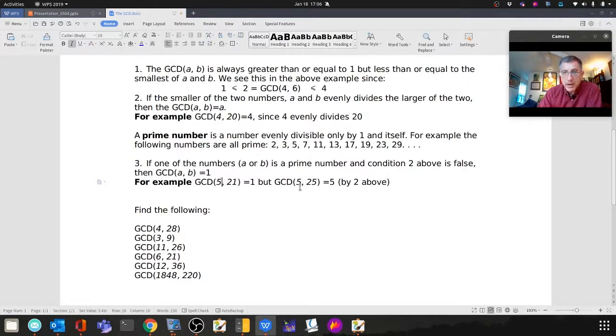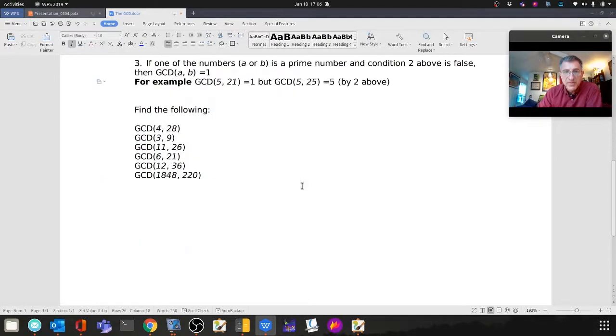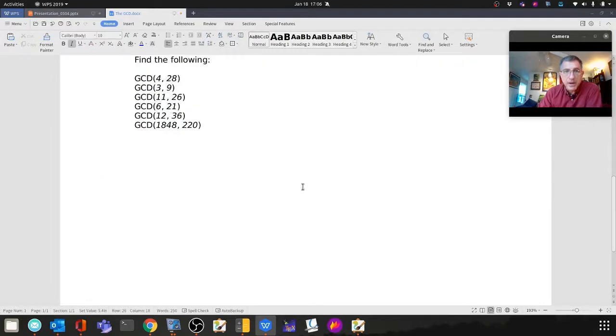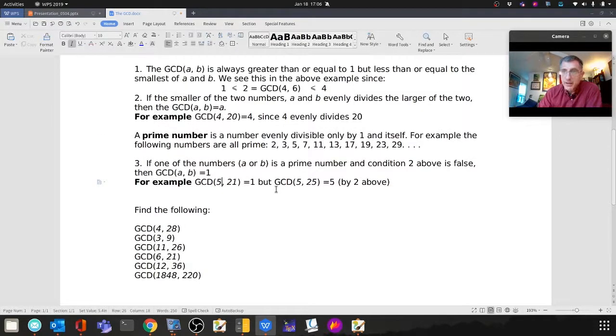But the GCD of 5 and 25 is equal to 5. Why? Because condition 2 is true. 5 evenly divides 25, so it's equal to the smaller of the two. So we're going to use these facts to find the following. Now, I'm going to tell you right now, number 1 really isn't helpful. It's very helpful, but you just can't use 1 to find the GCD of two numbers. What we're really using is 2 and 3, and that only works some of the time.